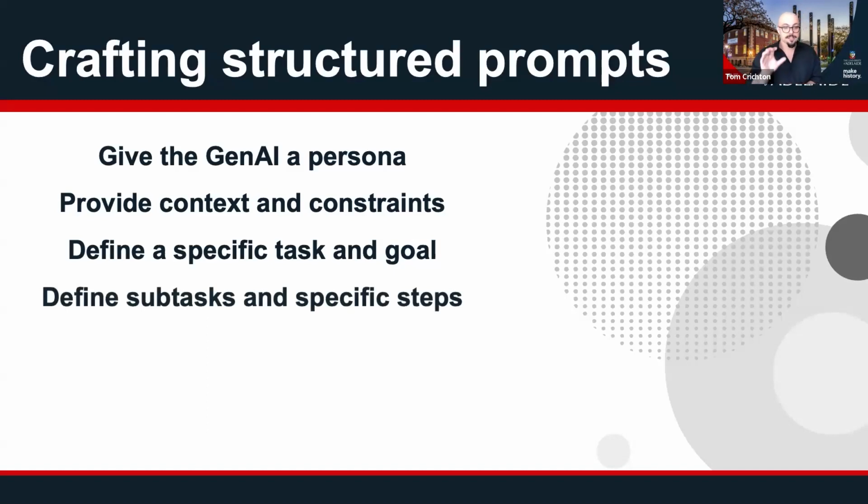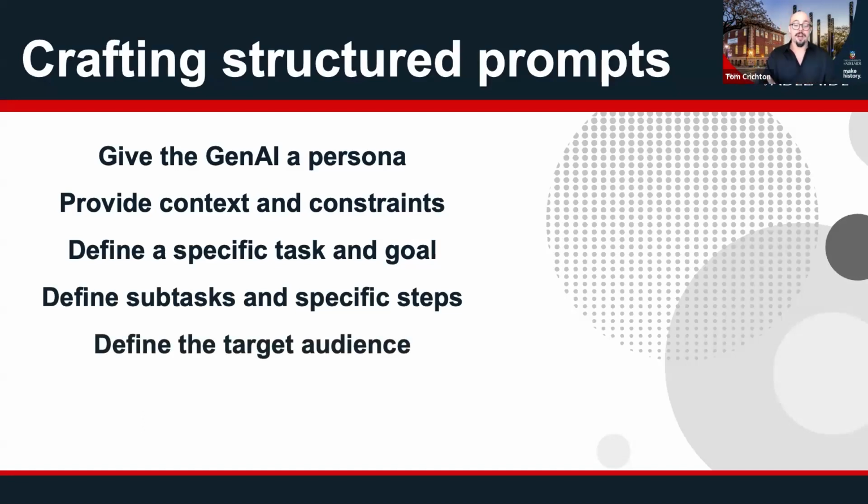You can also define subtasks and specific steps. So if you tell the AI specifically, step by step, what actions it should go through to get to a final result, it will most often create a better quality result in the end. And again, we'll come to how that works and why in just a couple of slides.